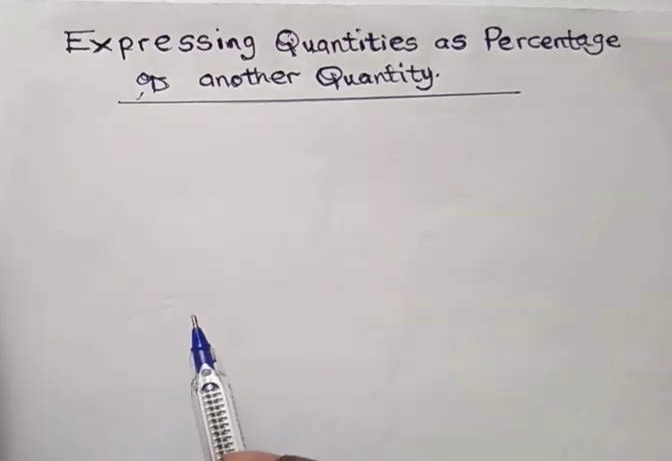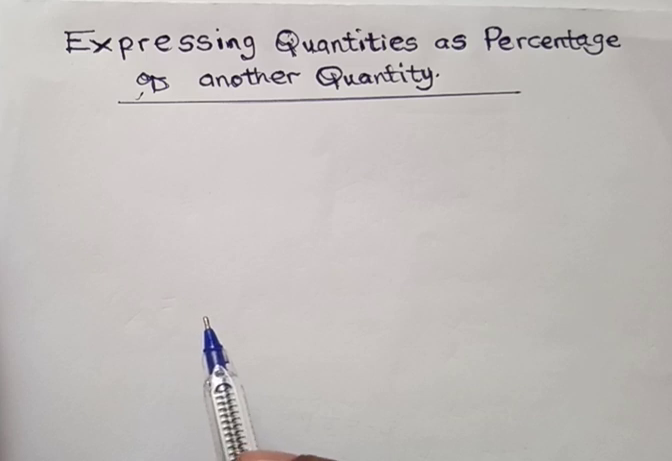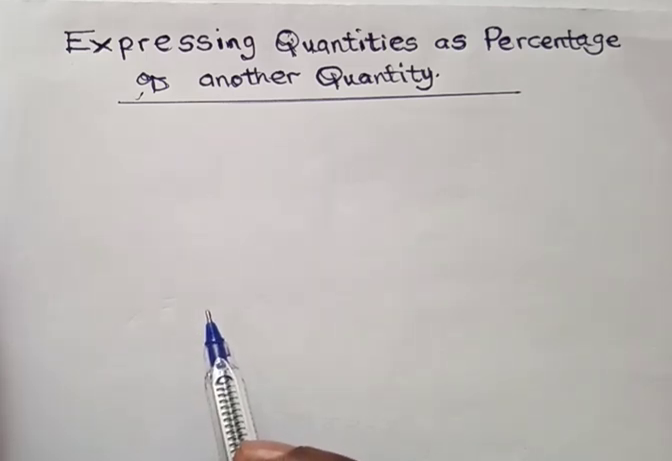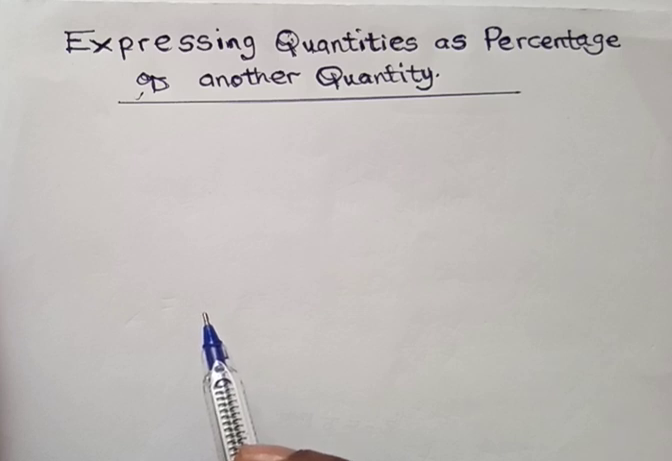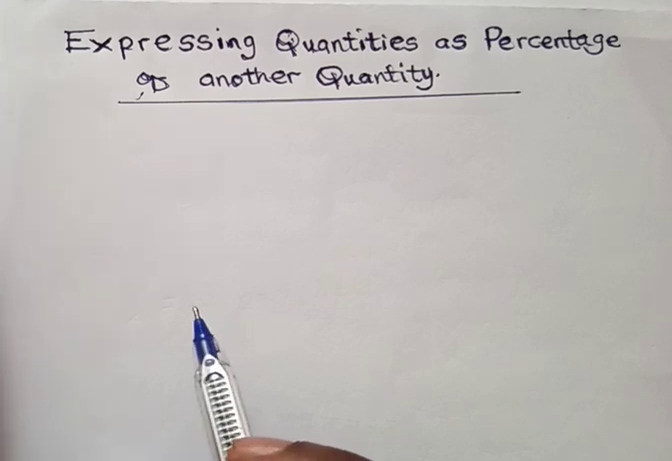Okay, so let's look at how we can also express quantities as a percentage of another quantity. In the previous lesson, we looked at how we can express a percentage of a given quantity. This time, you'll be given two quantities, but you'll be looking at their percentage. Have you gotten that? Good. So, it will not waste time.